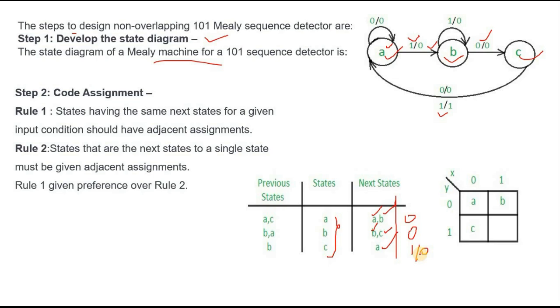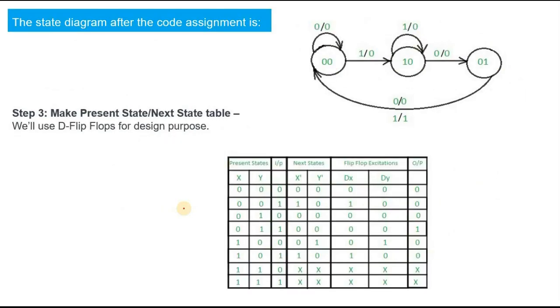So once we derive this, what we have to do is the code assignment. Rule 1: states having the same next states for a given input condition must have adjacent assignments. Rule 2: states that are next states of a single state must be given adjacent assignments. So rule number 1 is given preference over rule number 2. So next, these are 0, 0, 1, 0, 1, 1 for A, B, C. The remaining everything is the same.